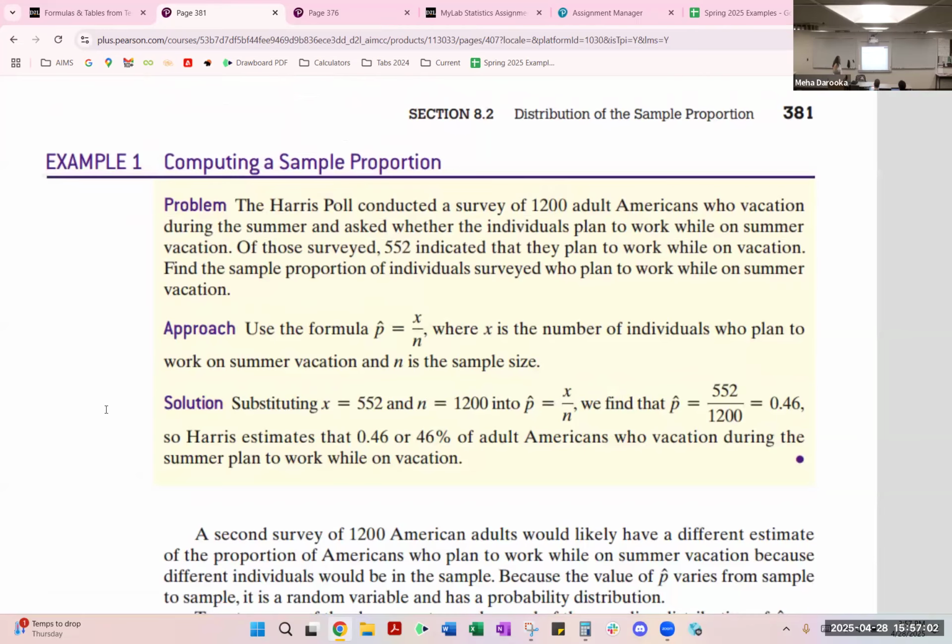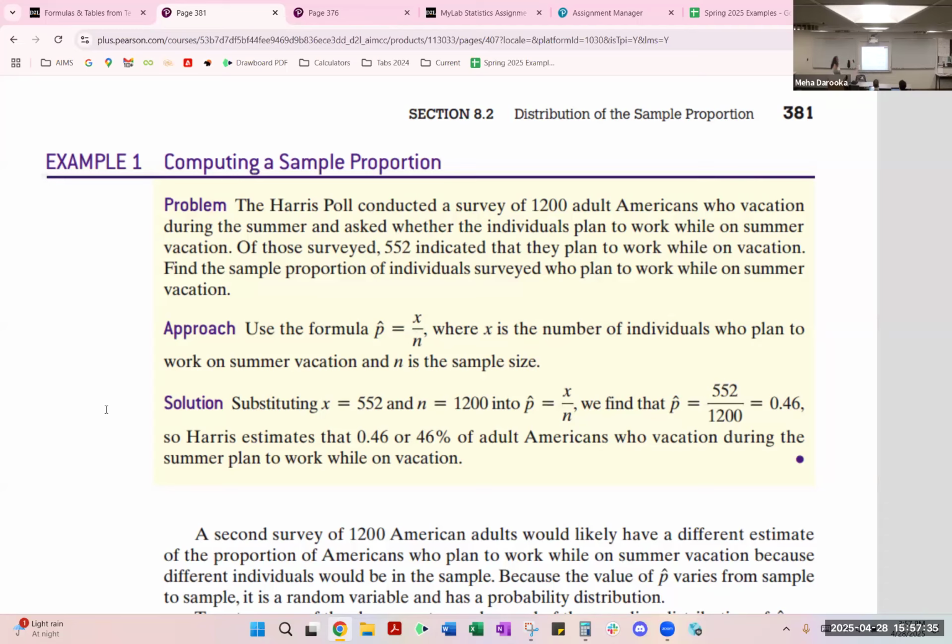So as an example, you can see here the Harris poll conducted a survey of 1,200 adult Americans who vacation during the summer and asked whether the individuals plan to work while on summer vacation. Of the surveyed, 552 indicated that they plan to work while on vacation. And they're again asking us to find the sample proportion here. So you can see, again, very simple. 552 said yes, they plan to work during vacation. We had a total of 1,200 people in the survey, right? So that's your sample size.